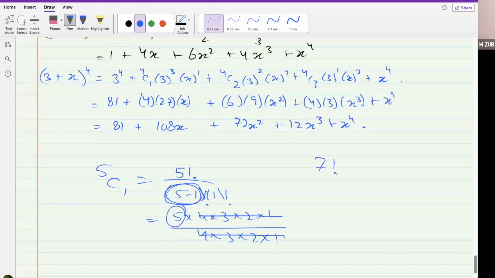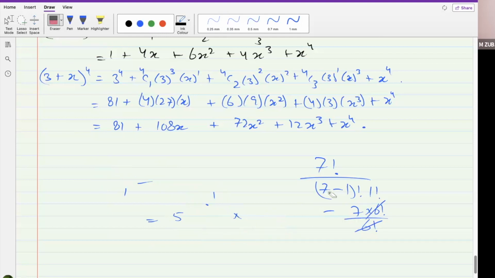If it had been 7 factorial, the denominator would be (7 minus 1) factorial into 1 factorial. So now that is 7 into 6 factorial over 6 factorial. This goes away and you're only left with 7. This is the reason: whenever there's a 1 at the bottom, it is the same number as the top.